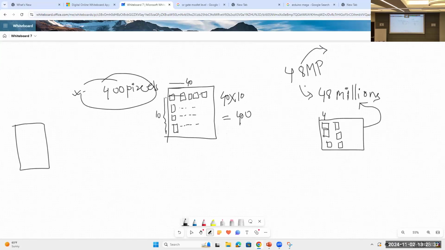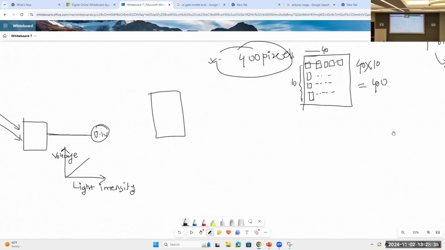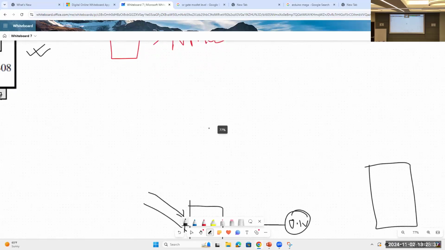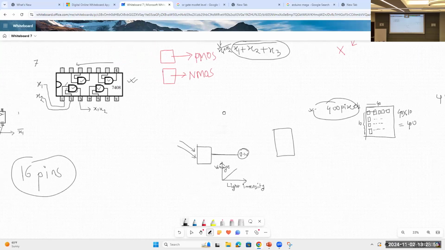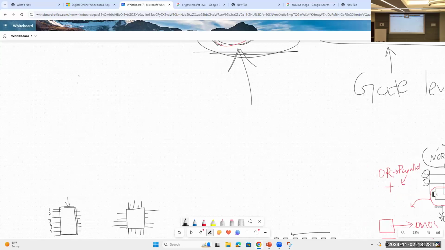We cannot make 48 megapixels, right? But we can make a mimicry of a camera, because if we need to make a camera or image sensor, you will need photodiodes. There is a difference between a camera and a display. A camera takes light as an input and generates an electrical signal.